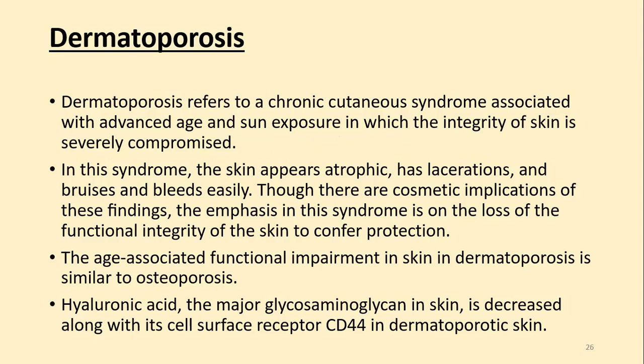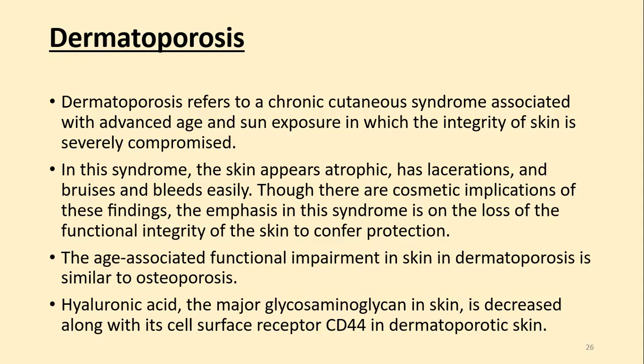Dermatoporosis refers to the chronic cutaneous syndrome associated with advanced age and sun exposure, in which the integrity of skin is severely compromised. So dermatoporosis is a term used for the aging skin syndrome. In this syndrome, skin appears atrophic, lacerated, bruised, and bleeds. There are cosmetic implications of these findings. The emphasis in this syndrome is on the loss of functional integrity of skin to confer protection from the surrounding atmosphere.